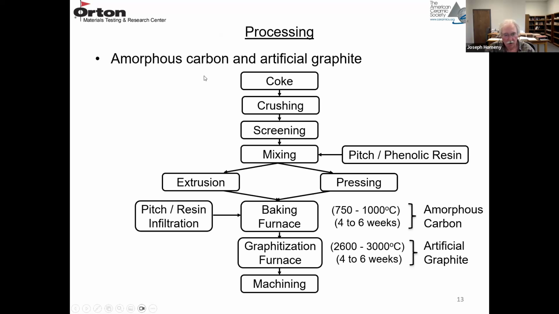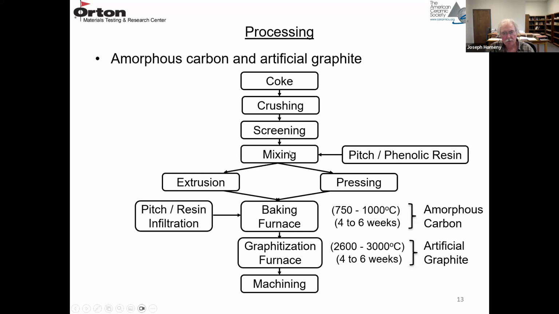So how do you make either amorphous carbon or artificial graphite? You start out with coke, and that material is crushed and screened, and then remixed into the right particle size distribution. And these are going to be basically particle size distributions that give maximum density.